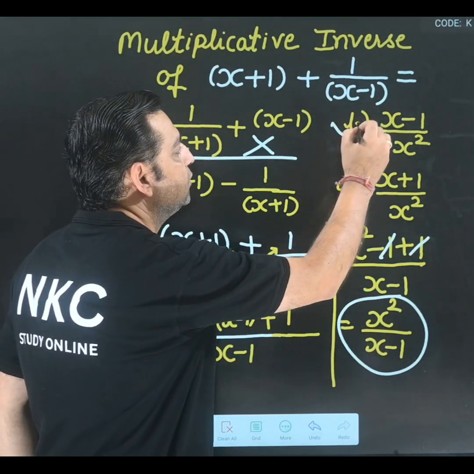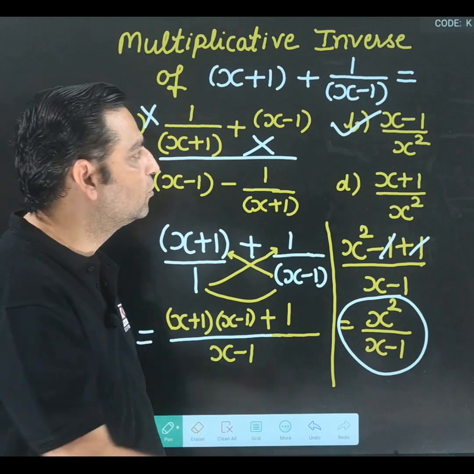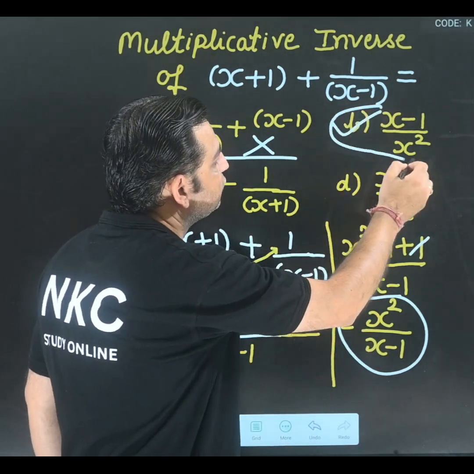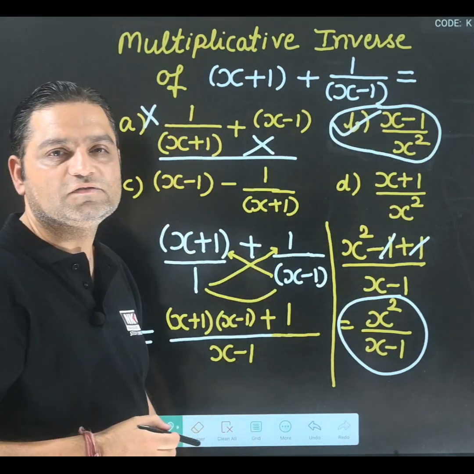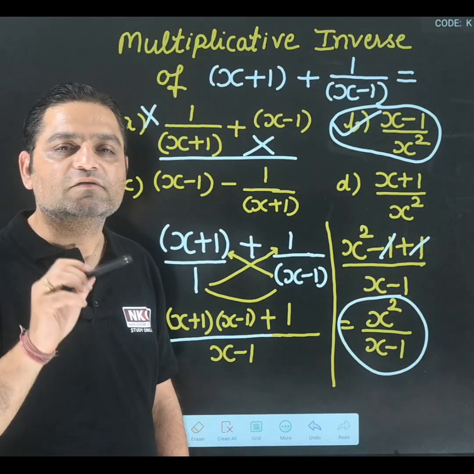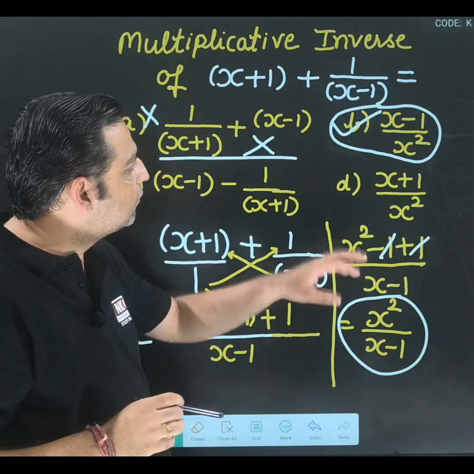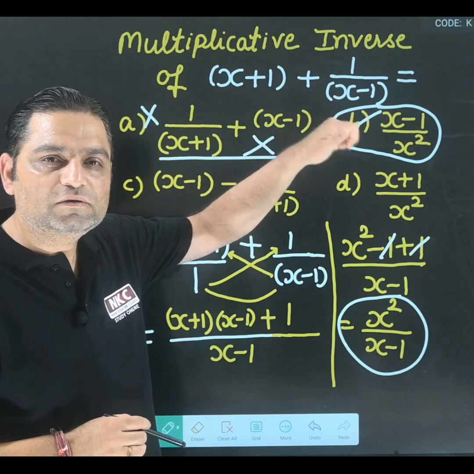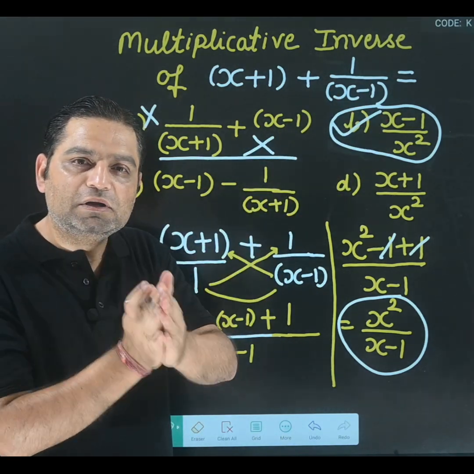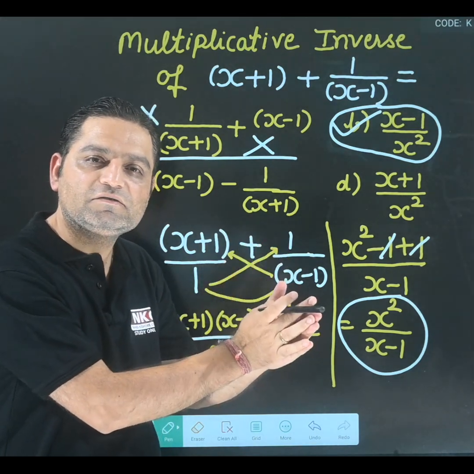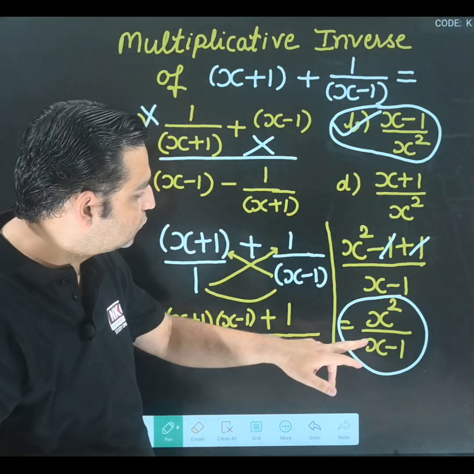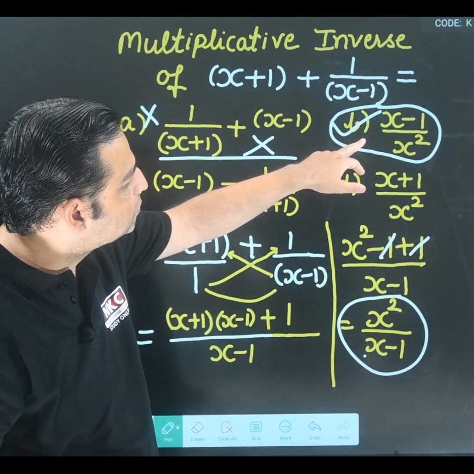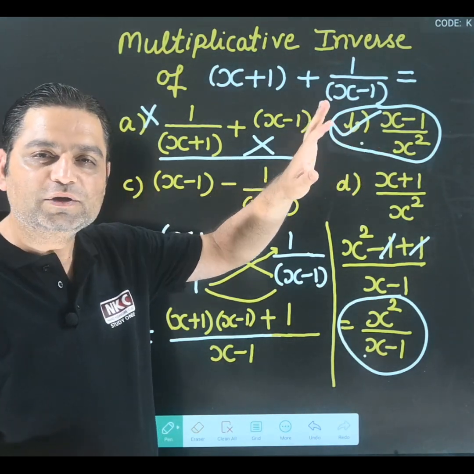That means option B is going to be the correct option. x minus 1 over x square is the multiplicative inverse of the given expression. And what is the rule? Whenever you are thinking why this is the multiplicative inverse, you should remember that a number when multiplied with its multiplicative inverse, you will always get 1. So if you multiply this one and option B, all will be cancelled, you are going to get 1, right?